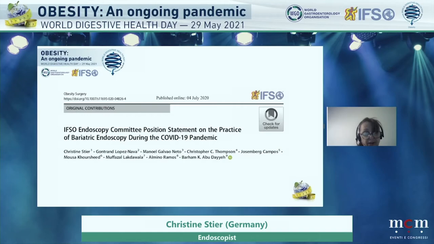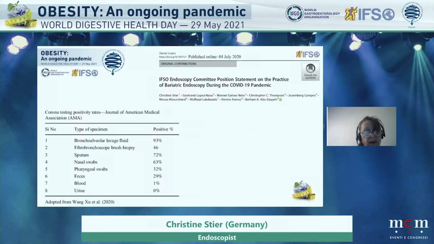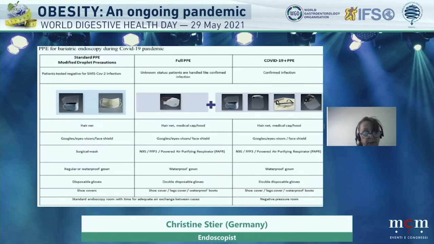A little later, mid of 2020, this was a time when the IFSO endoscopy committee under the leadership of Barham Abu-Dayyeh posted a statement on the practice of bariatric endoscopy during the COVID pandemic as an evident guidance for endoscopists during these hard times. Carrying together all available knowledge, it was described how and what to test, that a bronchoalveolar lavage was the safest specimen, followed by sputum and nasal swabs.